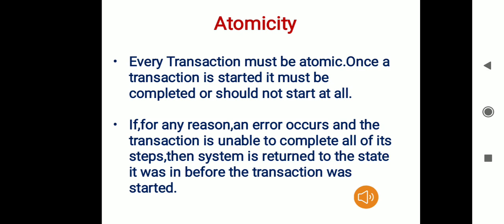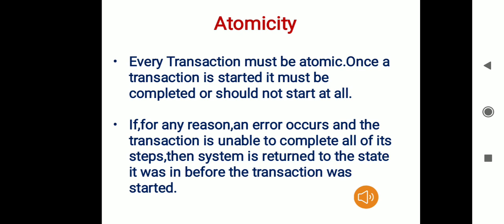The first of the ACID properties of a transaction is atomicity. According to this property, once a transaction has started, it must be completed in its entirety or else should not start at all. If for any reason an error occurs and the transaction is unable to complete all of its steps, then the system is returned to the state it was in before the transaction was started.